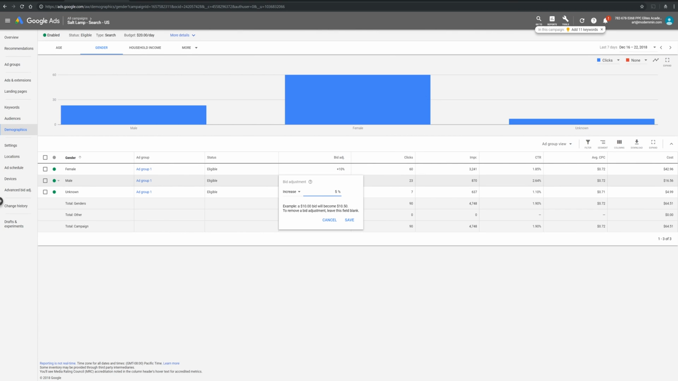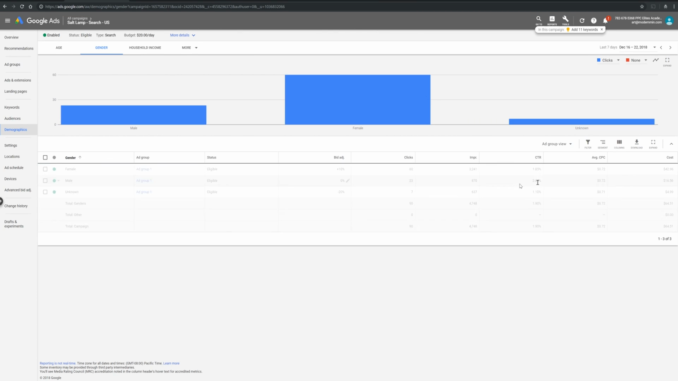So you know what? Actually, this one I will leave at 0 because the click-through rate's already pretty dang good. I just want to see if I could get this click-through rate up a little bit. So I'll do a 10% increase for the bid adjustment.